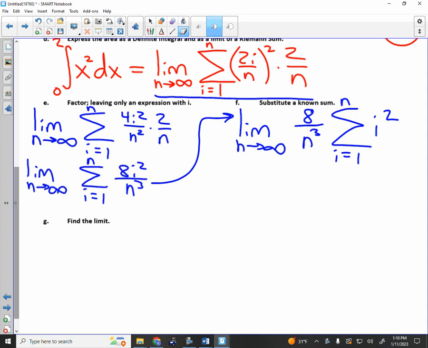Ella? Is that supposed to be under f, or is it just there because you didn't have enough room? Should I write that under? You can write it under there. I didn't have enough room, but now we are going to substitute the known sum. Okay, at this point we need to digress.